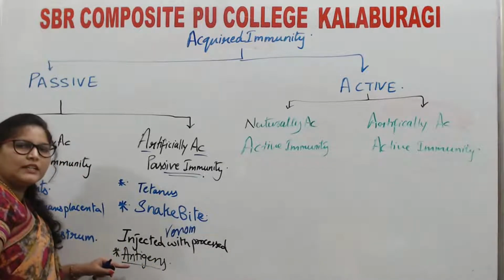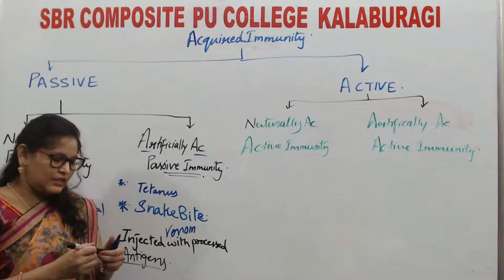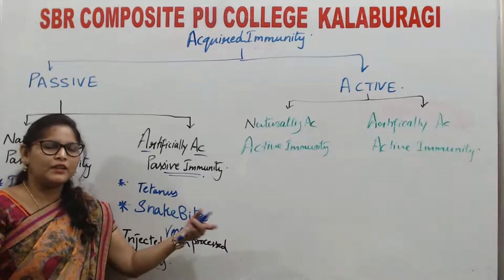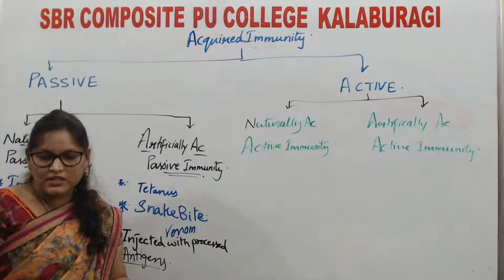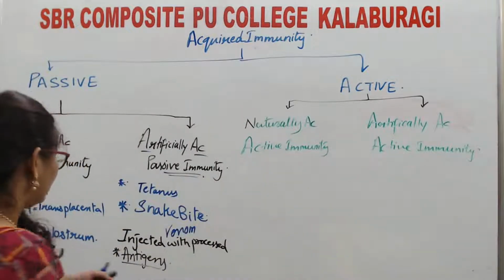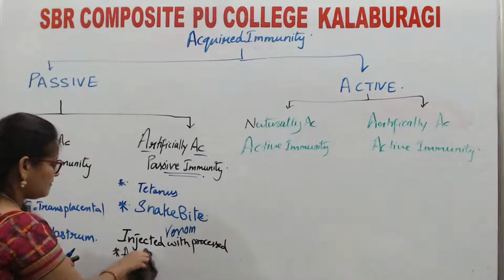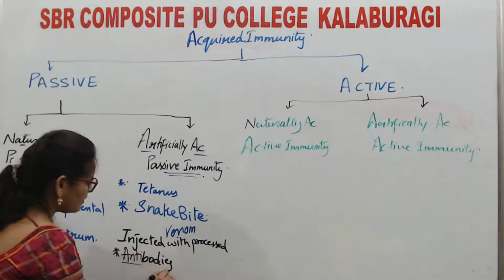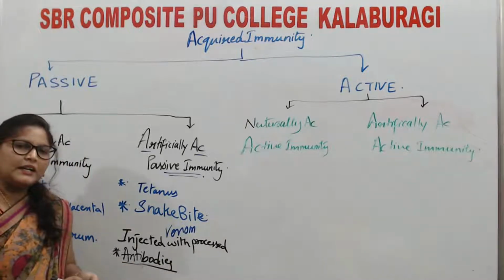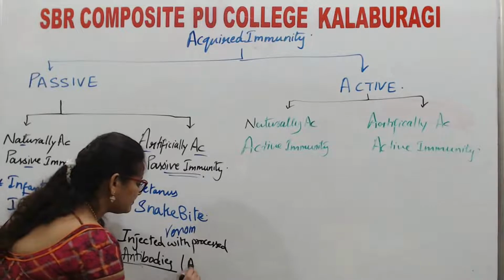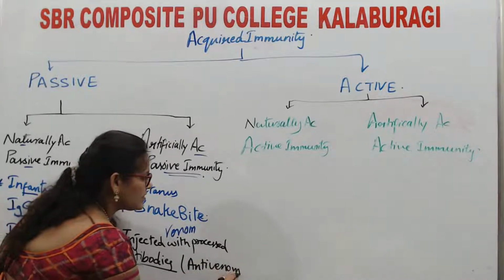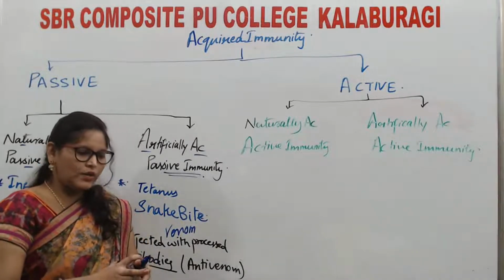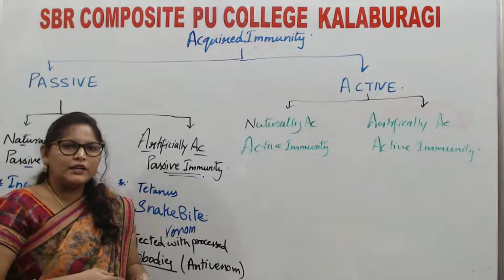Okay. Where will we get these processed antibodies? How will we get these ready-made injections or anti-venom? How will we prepare anti-venom? It means attenuated antigens or heat-killed or inactivated antigens are injected into another animal, and it will be sensitized and it will produce the antibodies.